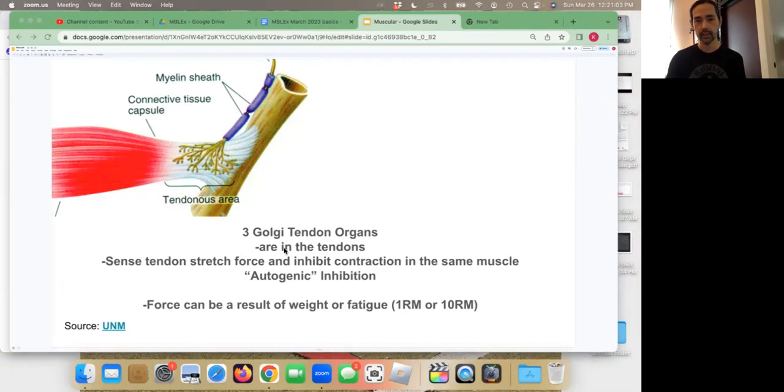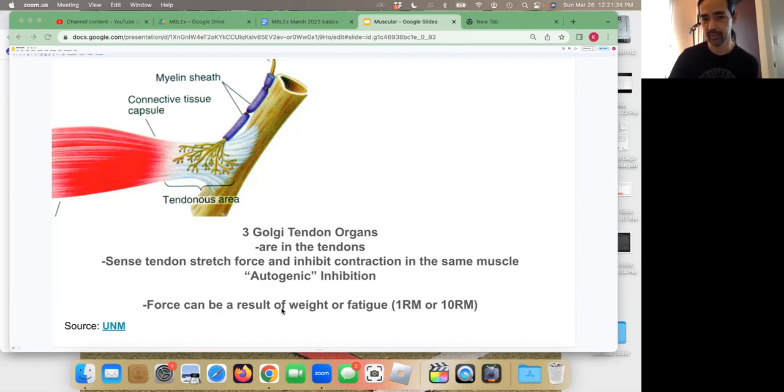Okay, so Golgi tendon organs, which I'll refer to sometimes just as the Golgi. Golgi tendon organs, as their name suggests, are located inside the tendons of the muscles. Their job is to sense the tendon stretch force and to inhibit contraction in the same muscle. And the inhibition is called autogenic, because it's the agonist that's being inhibited, not the antagonist.